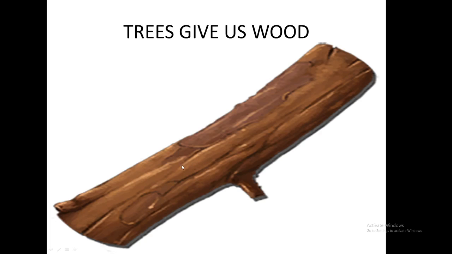Then they give us wood. Wood helps in making furniture. Furniture is required for the home, right? So the trees give us wood. From the wood we make different articles. Not only that, from the wood we can make boats. Boats are used for sailing in the water. Okay, and wood is also used for making houses.